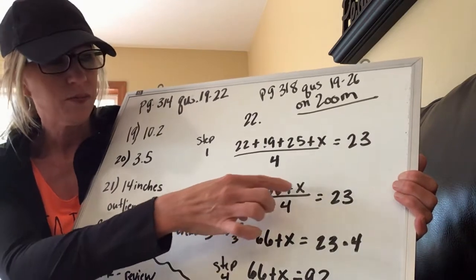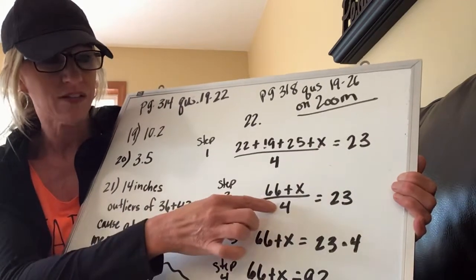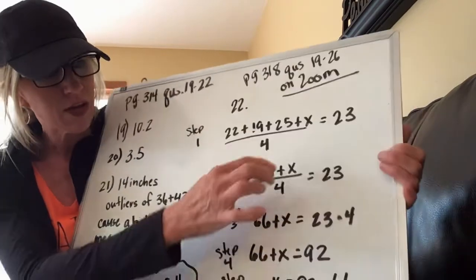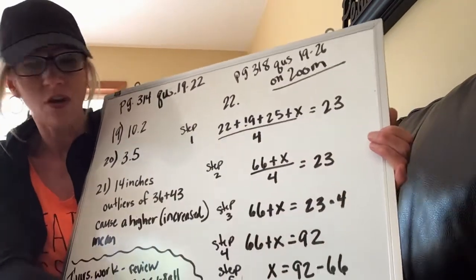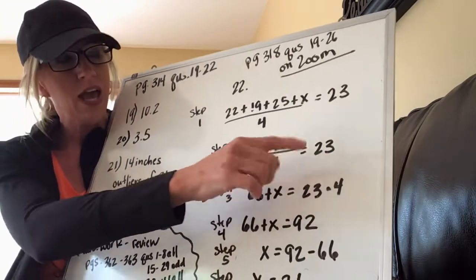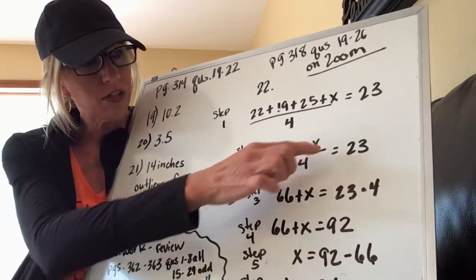So it's 66 plus x. We still don't know the x, but that's divided by 4. Okay, so I'm going to take this, and remember we're solving for x. We're solving for that x. So I'm going to take my 4, first of all, and get it over there.